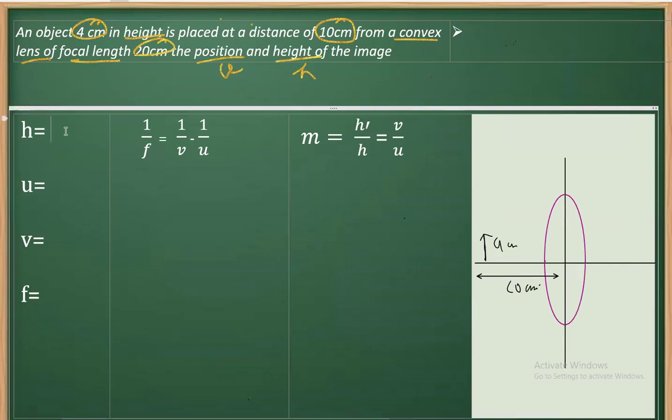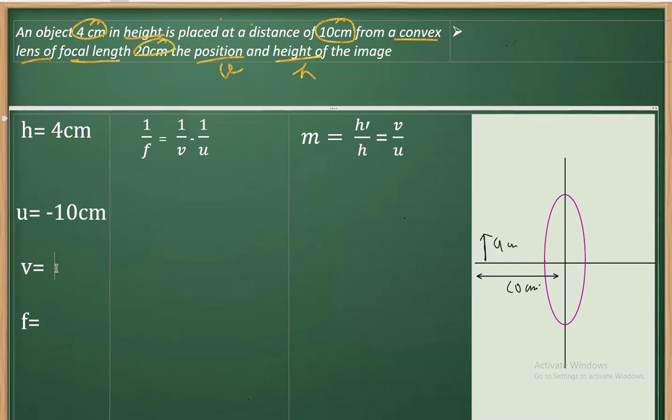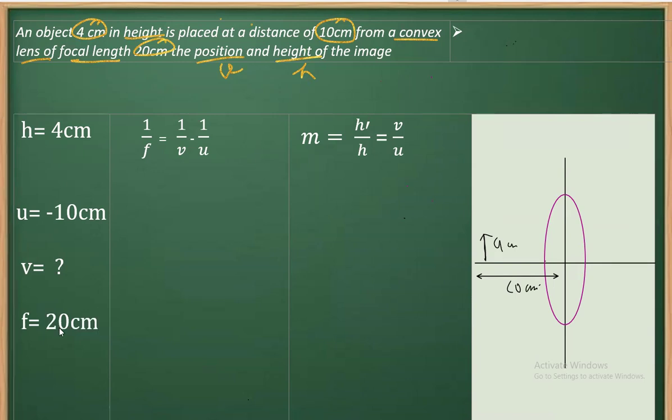What we have: the height of the object as 4 cm. The object, by convention, is always placed on the left-hand side of the lens, so its distance must be taken as minus. So it's minus 10 cm. The image distance is what we have to calculate. And for the convex lens, the focal length is always taken as positive. So I'm going to take f as positive 20 cm, as you can see 20 is mentioned over here. This is the focal length, 20 cm.